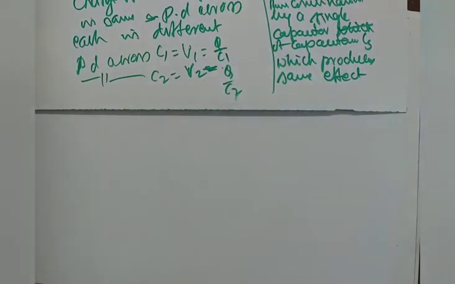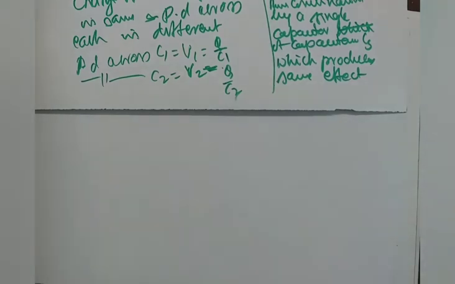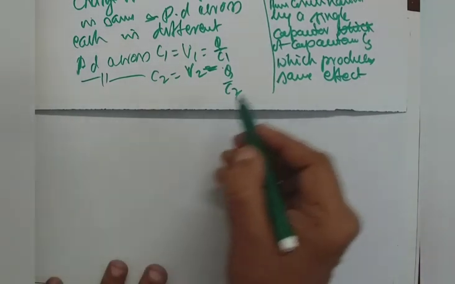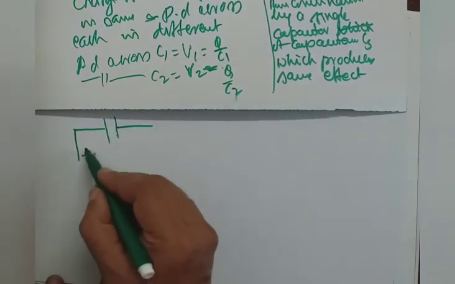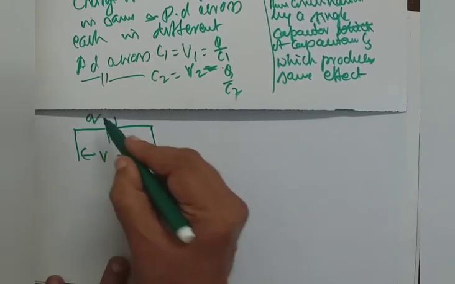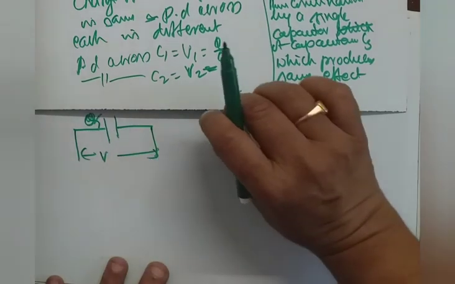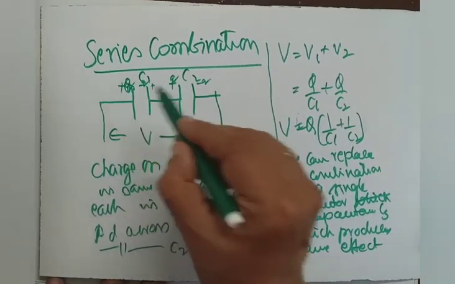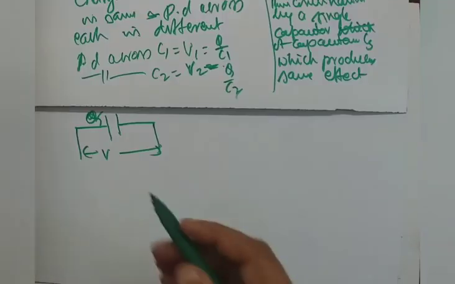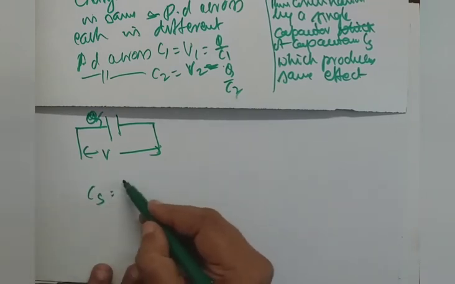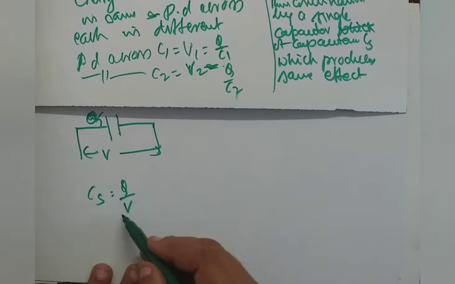So we write for that, for equivalent capacitance, a single capacitance circuit applied with the same potential and charged with the same charge. Say, I write capital Q only. Here also in our figure, this is also capital Q, this is also capital Q. So for this, CS equals Q by V.